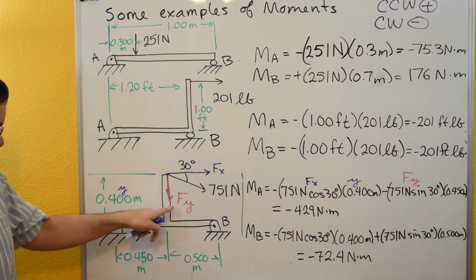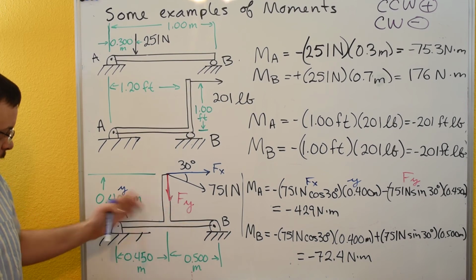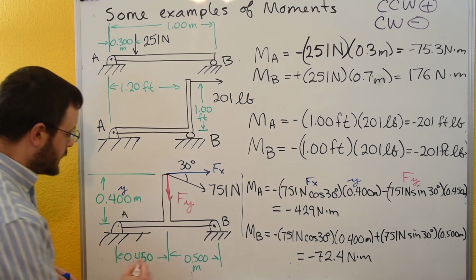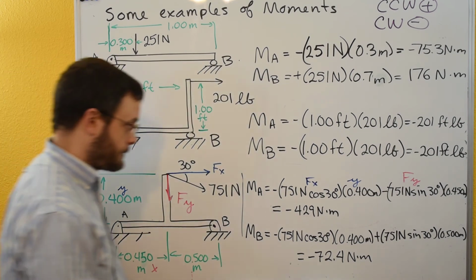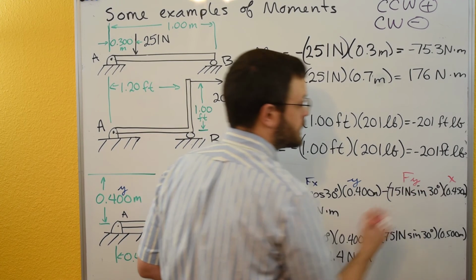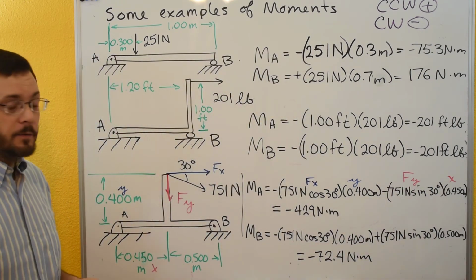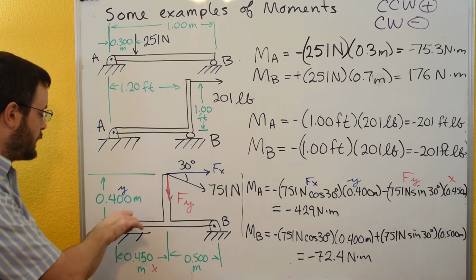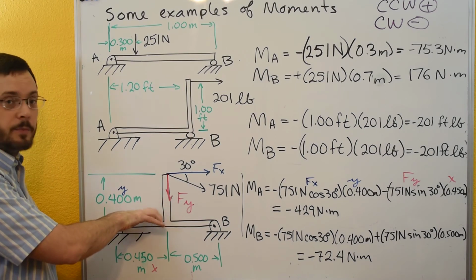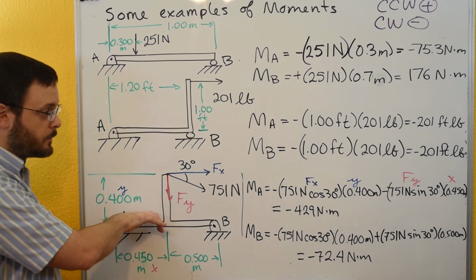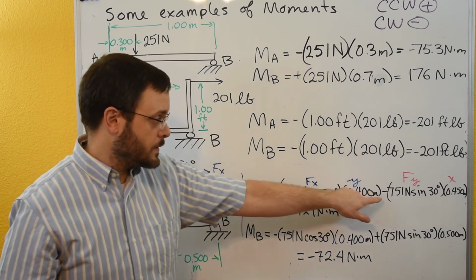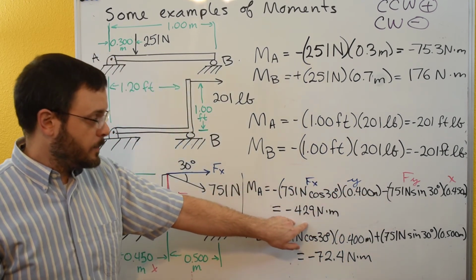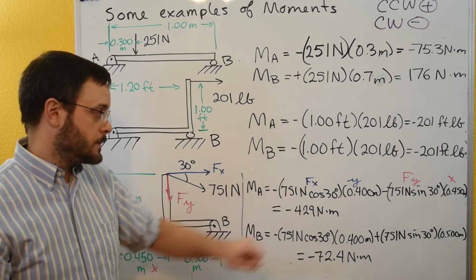We need to multiply that Y force by an X distance. This is our X distance that we want to use down here, 0.450 meters. So that's our X distance. Now we need to decide if this is a positive or negative moment. Thumb into the board allows us to put our fingers going in the direction of Fy. So this is a negative moment. So both of these contributions are negative. When we add them up, we get negative 429 newton meters.